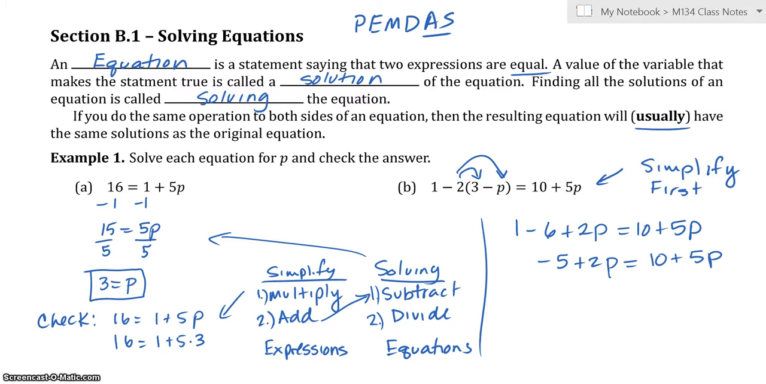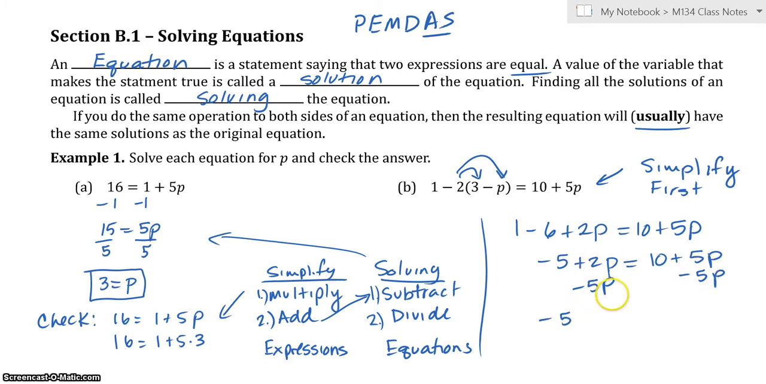And notice how there's now a p on both sides. This is a little bit more difficult than the one that we had on the left side where the p was already isolated. So I have another goal. I want to do all the addition and subtraction first, but I want to get all the p's on one side. So I have a choice. I can either subtract 2p and put it over there, or I can subtract the 5p and get rid of it here. Because notice if I do that, then let's just rewrite this.